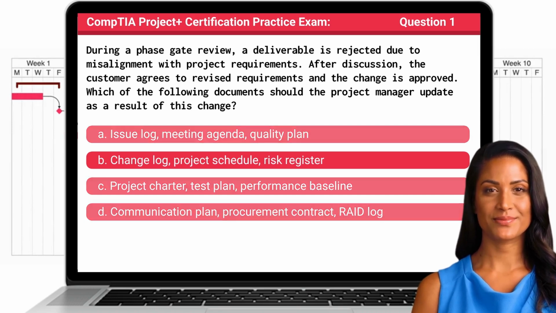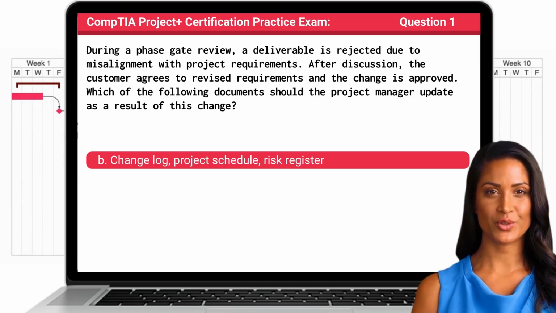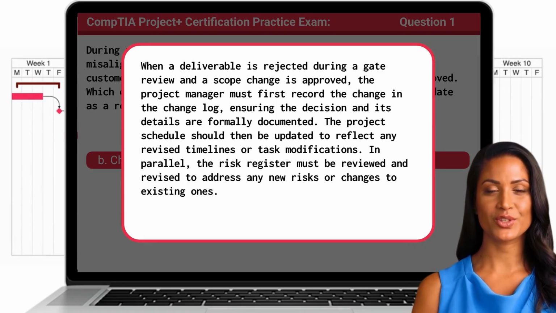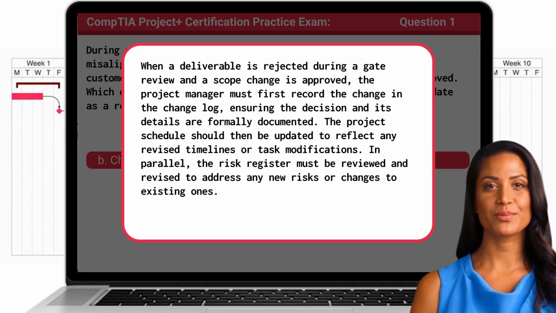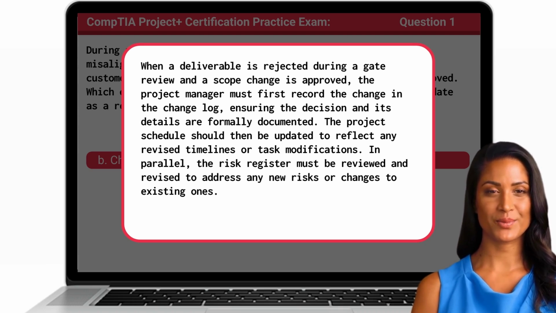The answer is B. Change log, project schedule, and risk register. When a deliverable is rejected during a gate review and a scope change is approved, the project manager must first record the change in the change log, ensuring the decision and its details are formally documented. The project schedule should then be updated to reflect any revised timelines or task modifications. In parallel, the risk register must be reviewed and revised to address any new risks or changes to existing ones.